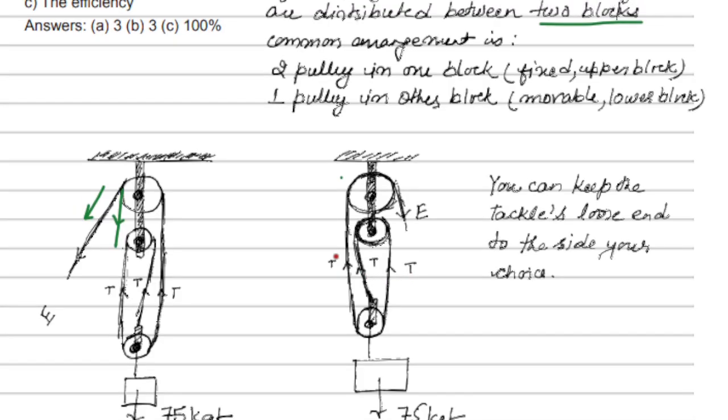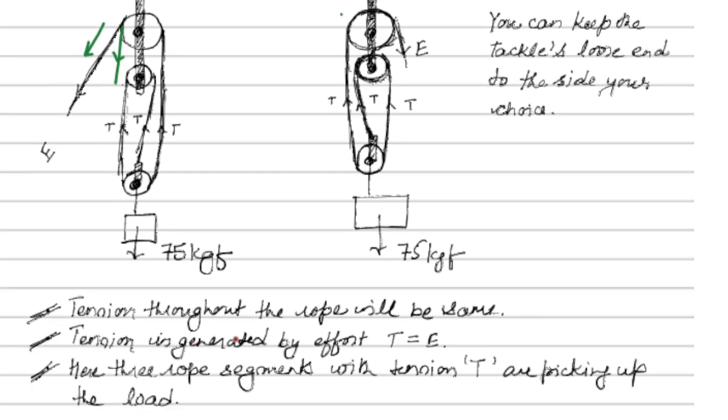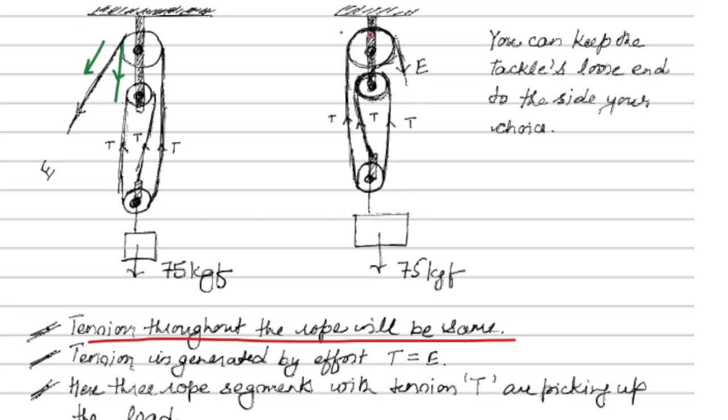Now we are pulling up 75 kgf. And what we can observe is that the tension throughout the rope will be the same. First thing is that. Whatever effort we are putting will be the same everywhere. So this rope will have the same tension. Note that: T is equal to E. That should be very clear with us. Tension is generated by effort. However much you pull it, that much tension the rope will have.